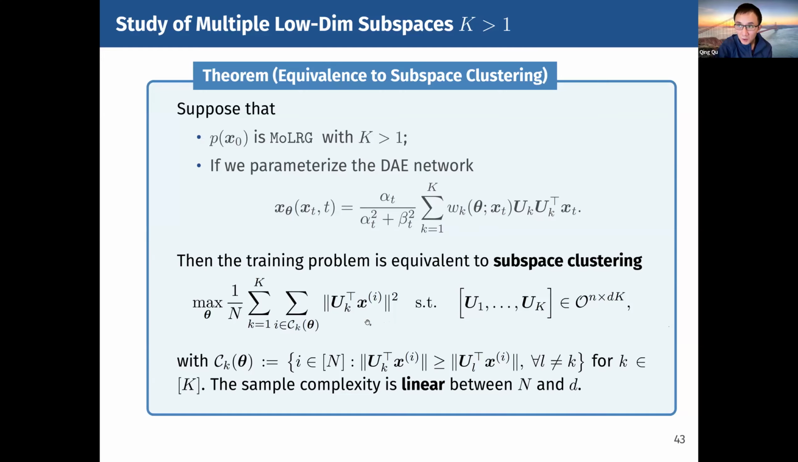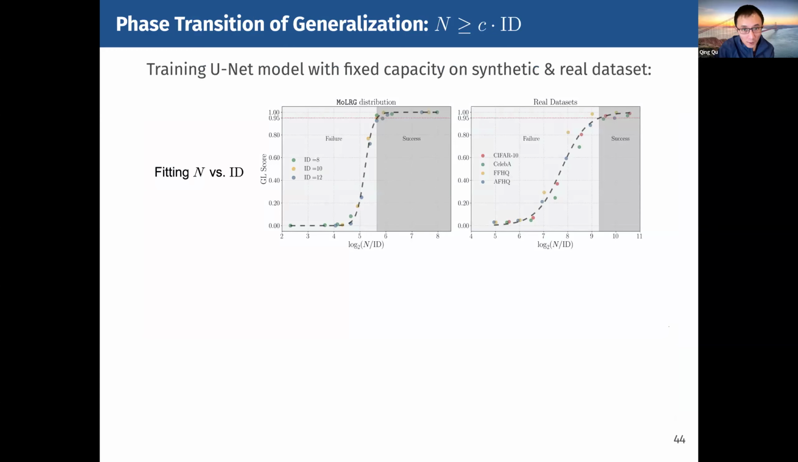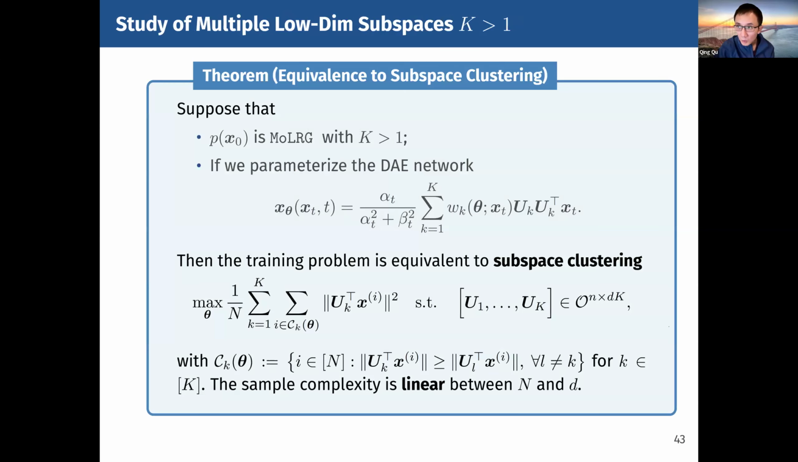And we know that subspace clustering is also a classical problem. We can show a clear phase transition: how many samples we're going to need to enable learning the subspace basis, such that we can recover the underlying distribution, the mixture low-rank Gaussian distribution. And again, the dependence will be linear in the intrinsic dimension in this setup, right?